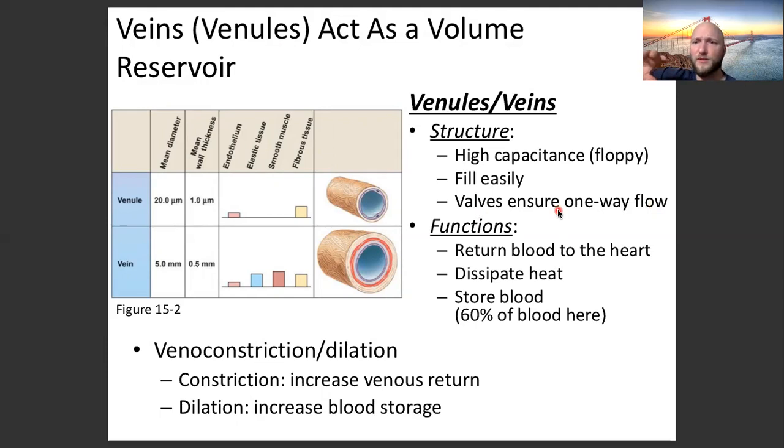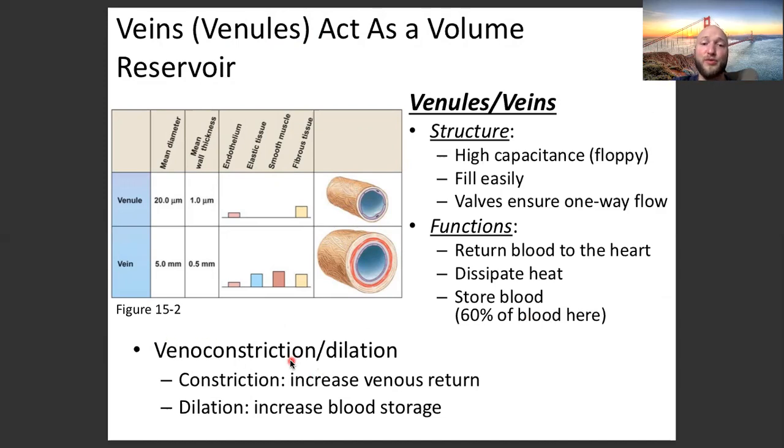Because they're so low pressure, the pressure gradients aren't always set up for blood to flow in the direction that we want. And so there are valves in veins which allow blood to flow towards the heart, but prevent blood from flowing away from the heart. Function: return blood to the heart, dissipate heat, and store blood. Most blood is in veins. About 60% of our blood is in veins.